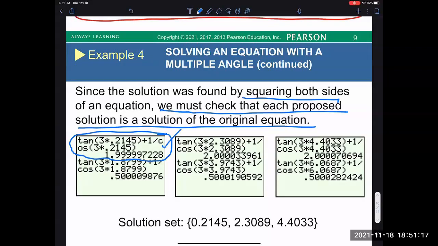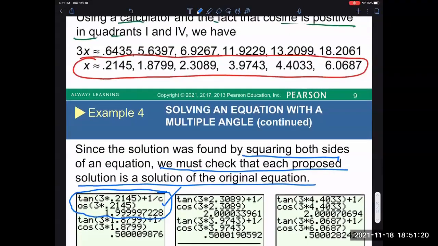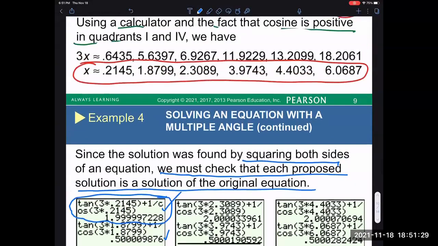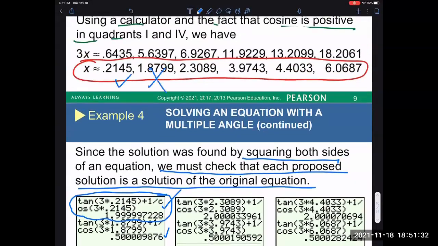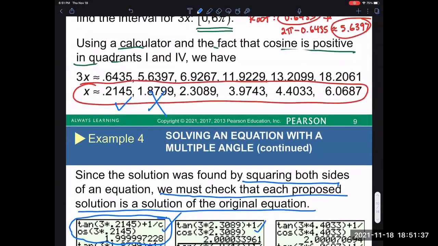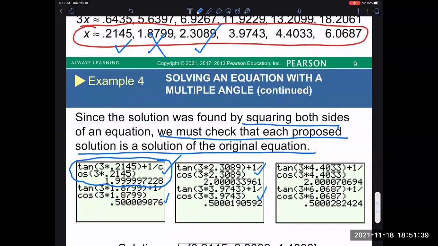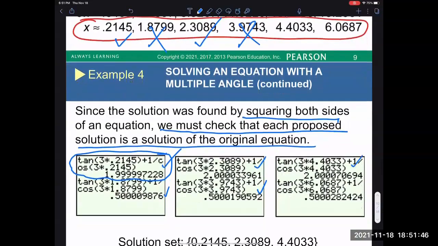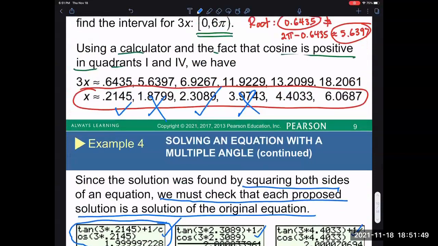But when they check the second solution, which was 1.8799, they end up with like a half, 0.5 and a bunch of zeros. And so that's not a 2. So that means we have to say no to that solution. And similarly, they check the third solution and it works. They check the fourth solution and it doesn't because it came out to be 0.5 again. They check the fifth solution and it works, and the sixth solution does not. So we have a selection that's working and another one that isn't.